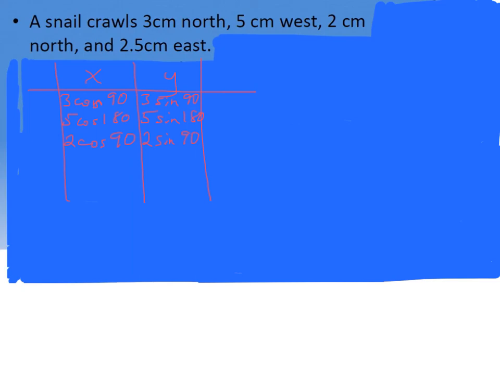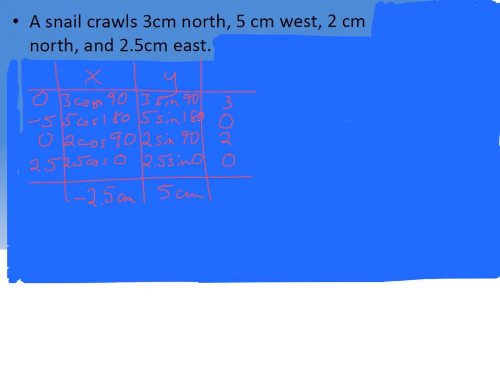And then lastly east, which represents 0 degrees. Now we just need to do the math and add them together. The horizontal component is going to be 2.5 centimeters. The vertical component is going to be 5 centimeters.